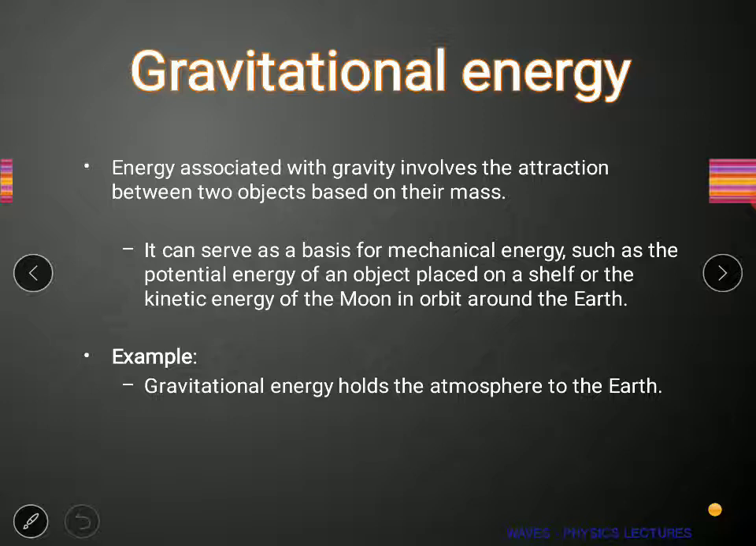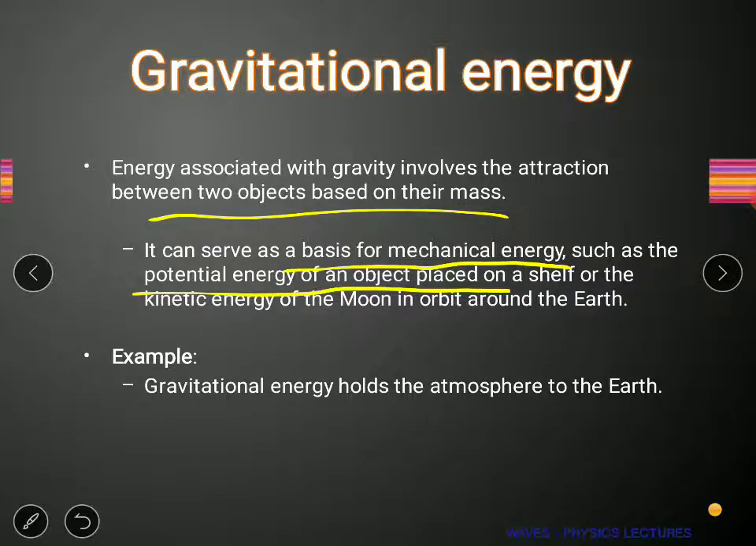Next we have gravitational energy. The energy associated with gravity usually involves the attraction between objects based on their mass. You know that if the mass is very massive, heavy, the gravitational pull is much higher. So that's where gravitational energy comes into the picture. It can serve as a basis for mechanical energy, such as the potential energy of an object placed on a shelf or the kinetic energy of the moon in orbit around the sun. In that turbine example, the potential energy gets converted into kinetic energy when water falls from the top, because of the gravitational pull. So there is an interconversion, and they are related to each other.